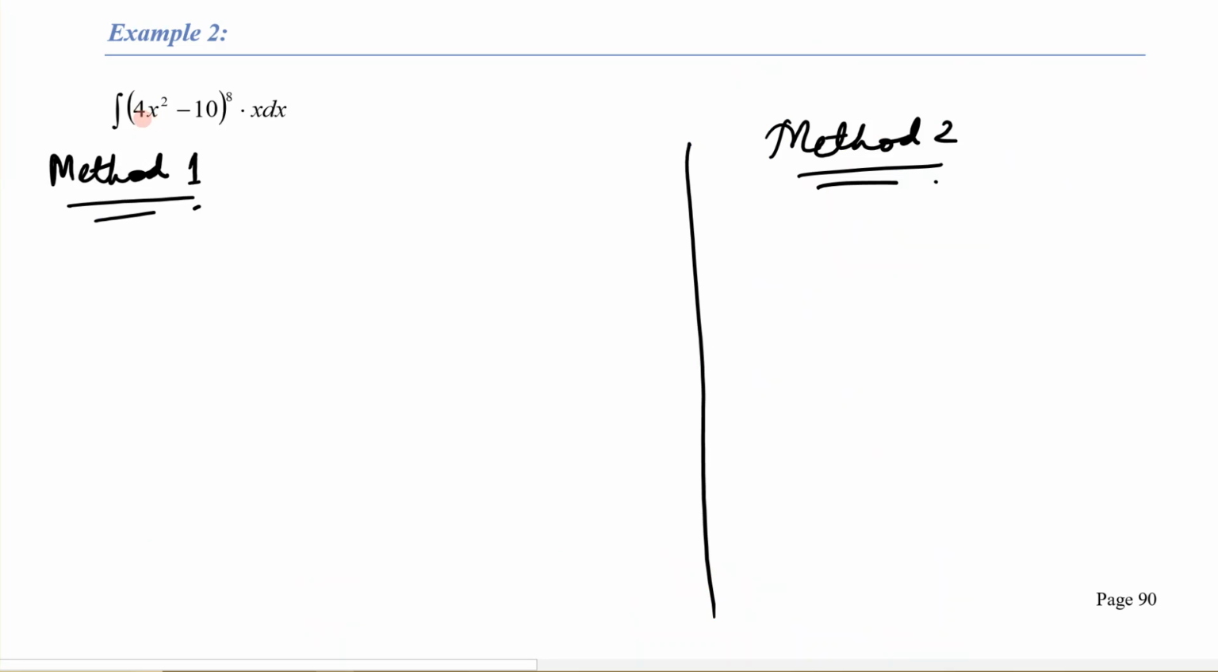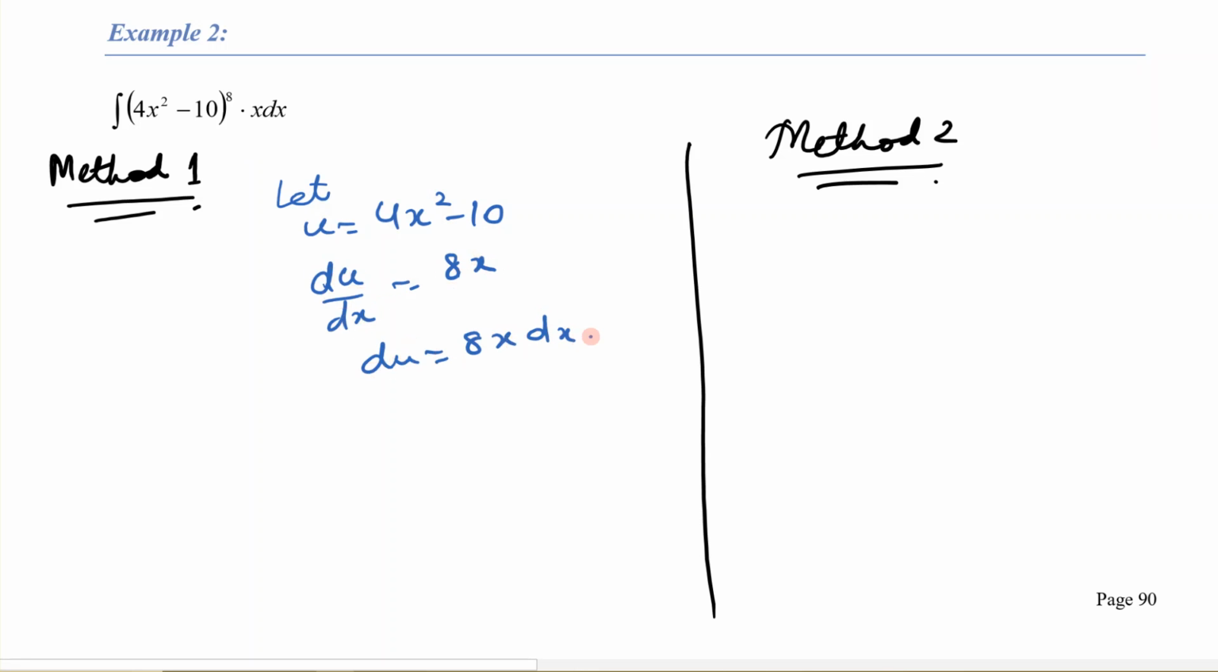So we have the integral of (4x squared minus 10) raised to power 8, times x dx. I can quickly see that we have x squared inside. If I take the derivative, I'll get a single power of x. So I can use the substitution. Let u equal 4x squared minus 10. It means we also need to find du. So du over dx is 8x. From here, du is 8x dx.